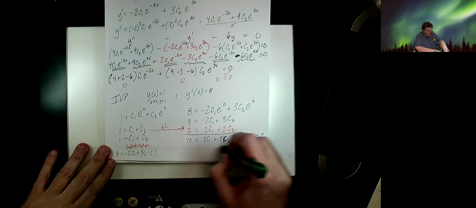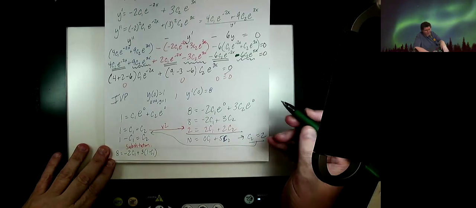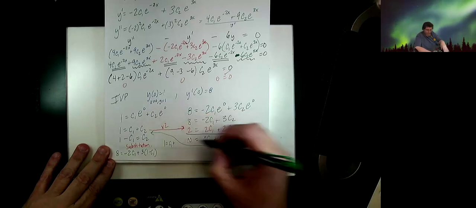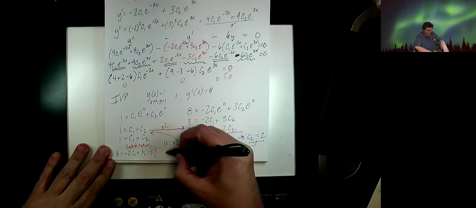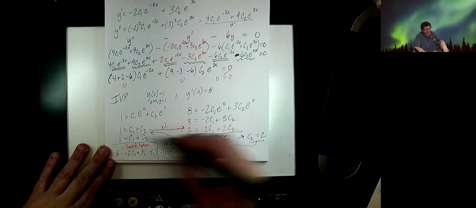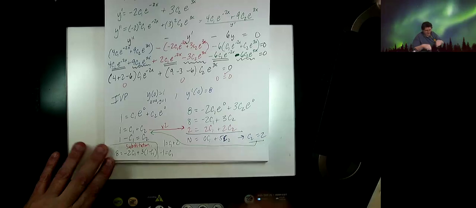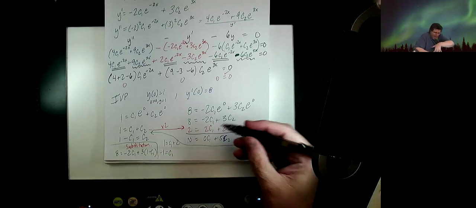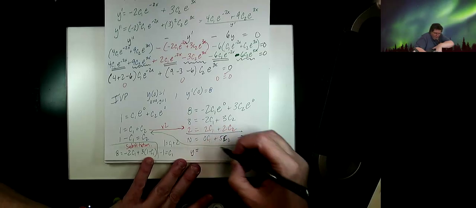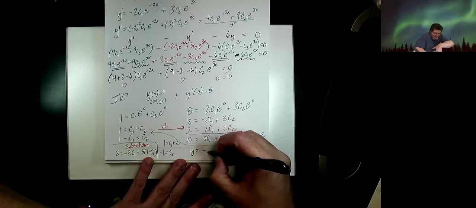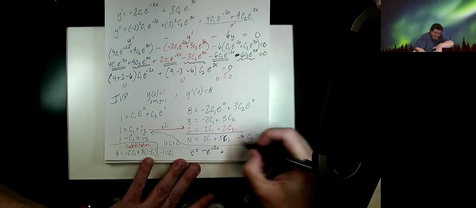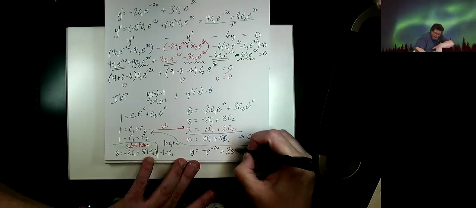Take c2 equals 2, plug it in. 1 equals c1 plus 2. So c1 equals -1. And that means my particular solution is negative e to the negative 2x plus 2e to the 3x.